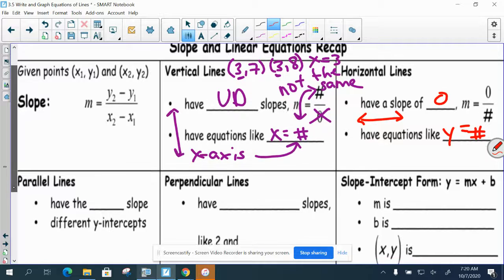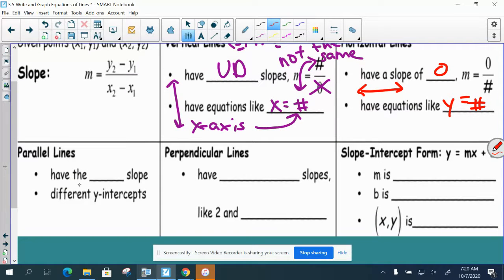Parallel lines have the same slope, but they will likely have different y-intercepts. If they have the same slope and same y-intercept, then that means they're just the same line. But they'll have the same slope, different y-intercepts. Perpendicular lines have opposite reciprocal slopes, and they may have the same y-intercept. That just means that their intersection point would be on the y-axis. So like 2 and -1/2 would be opposite reciprocals.